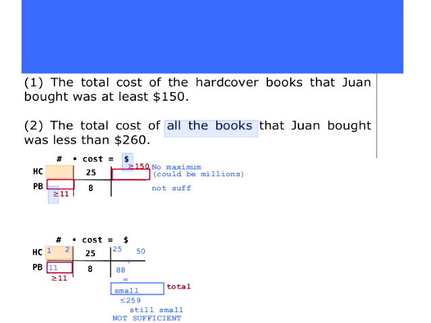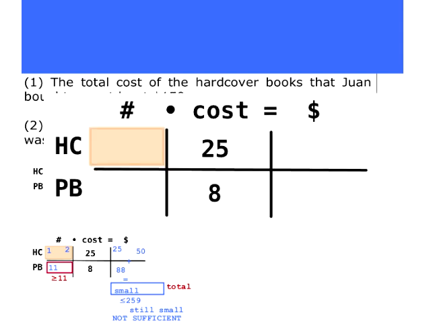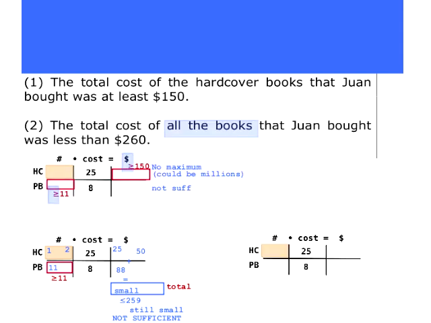So let's do the combination. So if it was my paper, I would just sketch up another chart. So let's do that. The information we have is everything from both statements. So this is still at least 11. This is now at least 150, which means what about the quantity of hardcover books? What does that mean about the quantity? Yeah, it means 150 divided by 6. So this has to be at least 6.